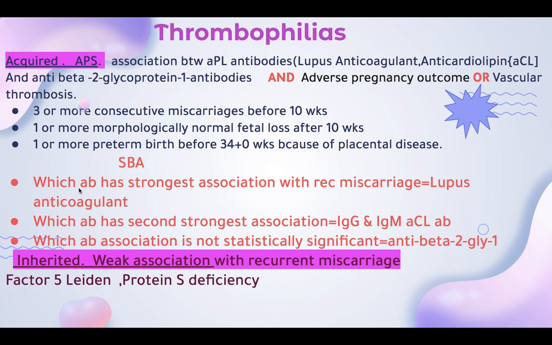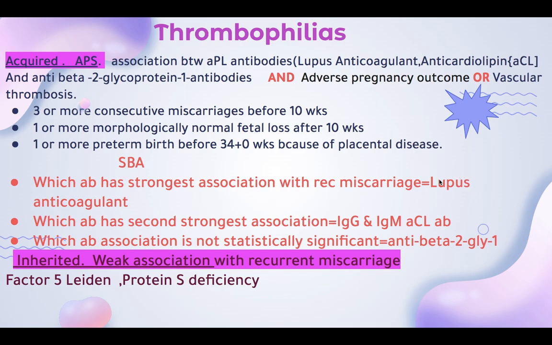Now there are many single best answer questions that are new in this guideline, so they are definitely going to come. First of all, which antibody has the strongest association with recurrent miscarriage? I have mentioned 3: lupus anticoagulant, anti-cardiolipin, anti-beta 2 glycoprotein 1 antibodies, right? Now, which one has the strongest association? Just remember like this, that lupus can be the dangerous thing among any of these, right? Like lupus nephritis, systemic lupus erythematosus. So lupus means something which is dangerous. So lupus has the strongest association.